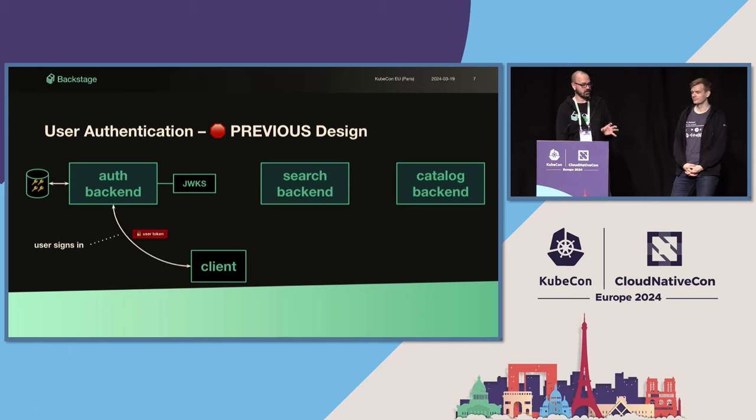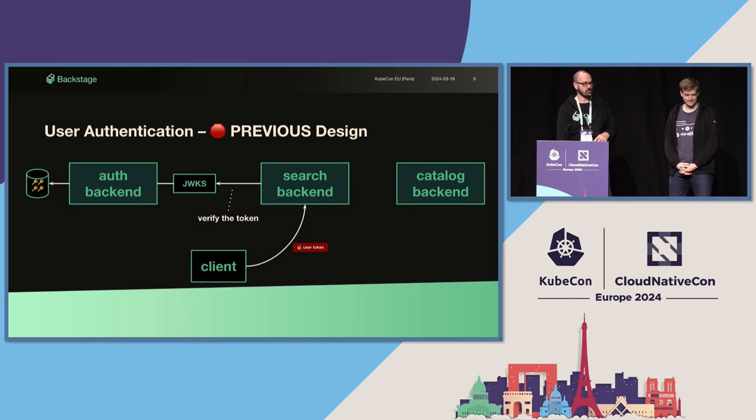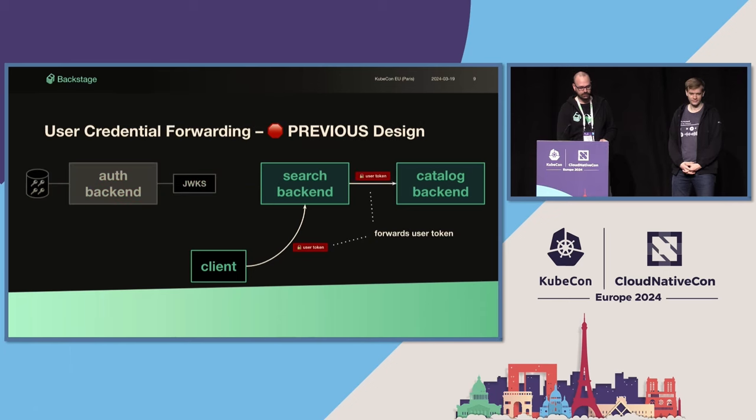And the auth backend also has a JWKS endpoint that contains all the public keys exposed. The client stores the token in memory for later use, so that, for example, when it wants to perform a search or call any backend plugin, it passes along this user token, and the search backend knows how to turn around and ask the auth backend to verify this thing by talking to its key set endpoint, right? And this part is actually pretty okay. This is the previous design, again. It's mostly kept around, but with a small important addition, but we'll get to that soon.